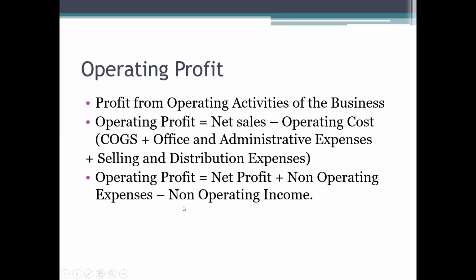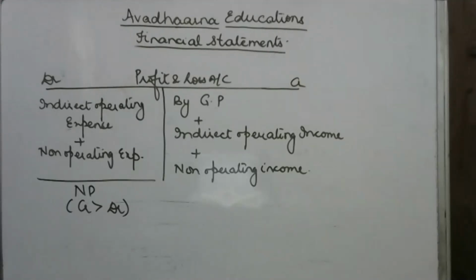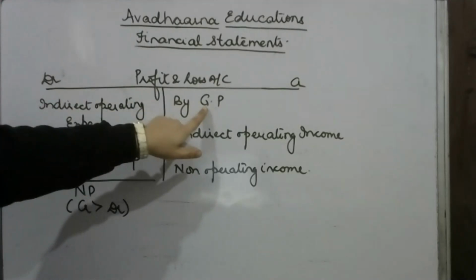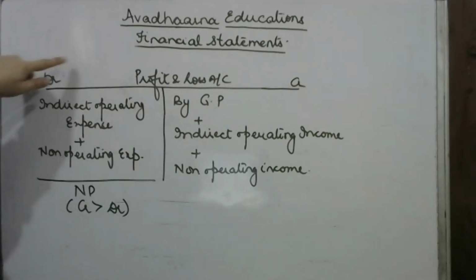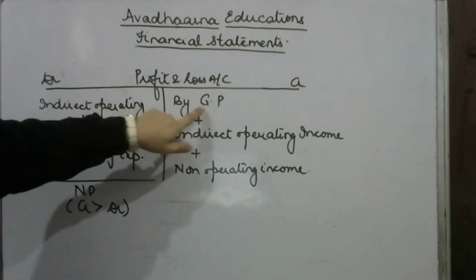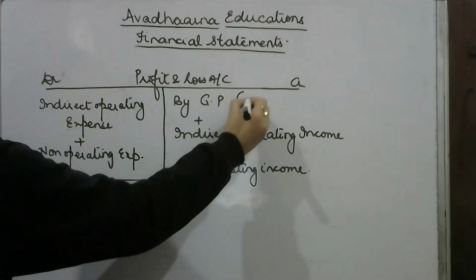Now, let us take some practical questions, some practical problem to understand the concept of operating profit. बेटा ये सेम वही लेआउट है जो भी हमने स्लाइड में देखा था. हम ग्रॉस प्रॉफिट क्रेडिट साइड पे लेकर आते हैं ट्रेडिंग अकाउंट से. तो ग्रॉस प्रॉफिट तो ऑपरेटिंग ही होता है ना.